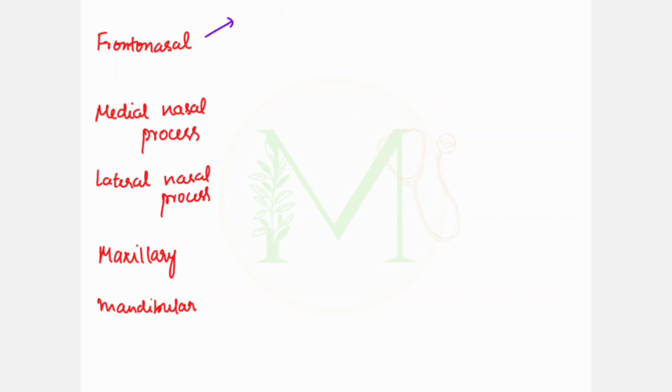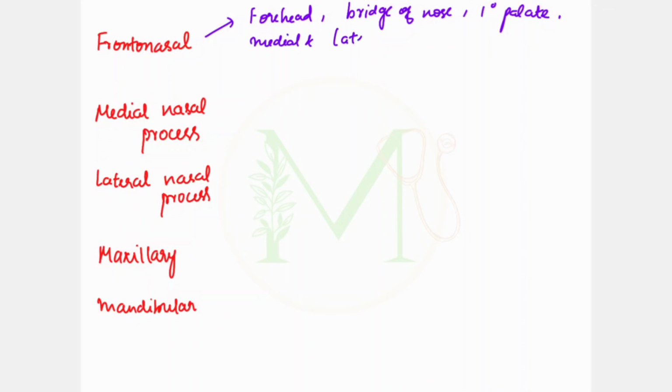From the frontonasal process, the structures which arise are forehead, bridge of nose, primary palate, medial and lateral nasal process, and premaxilla. Okay, the medial and lateral nasal process is derived from frontonasal process.